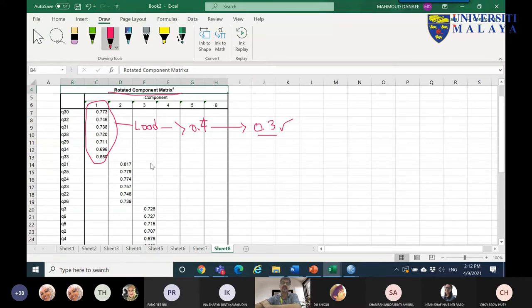What does it mean, cross loadings? If one item is loaded into two components, suppose that here the factor is 766, it means this item, item number 21, is loaded under two components. So this item is what we call cross loaded. The cross-loaded items should be dropped from the analysis because they are correlated with two different components. If you keep these items, later you may face something called collinearity.